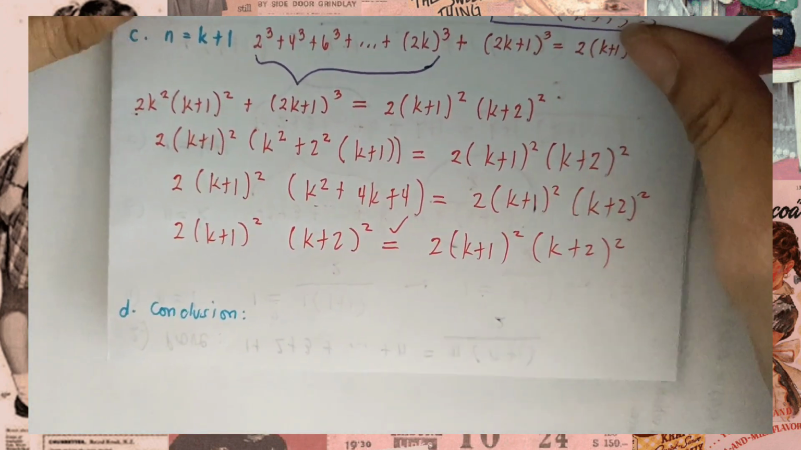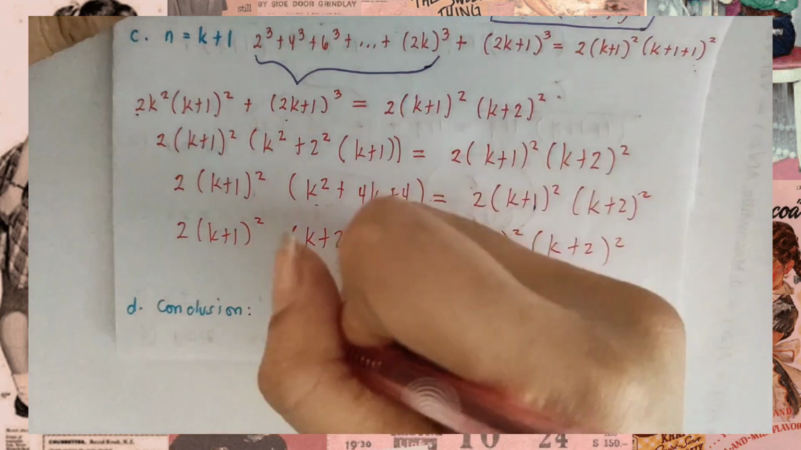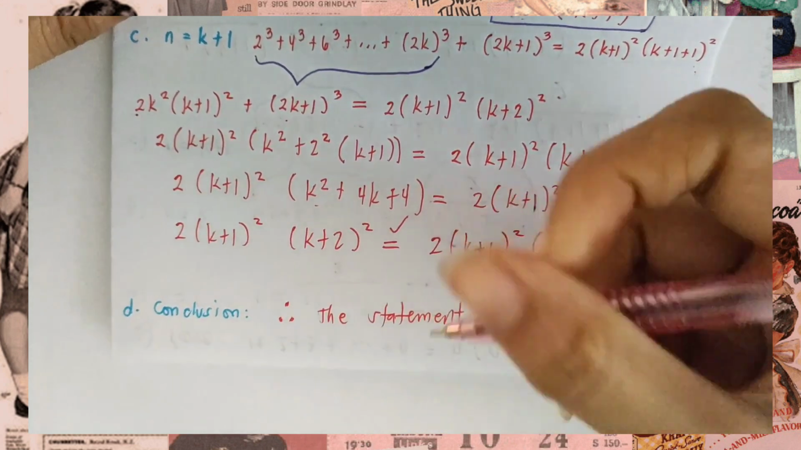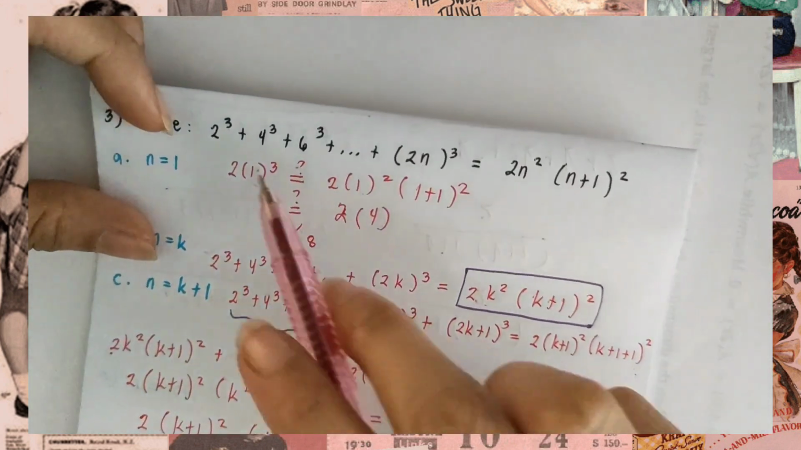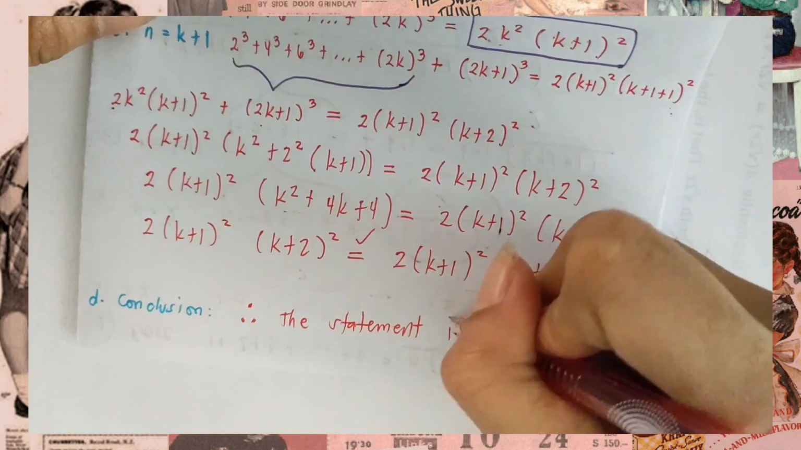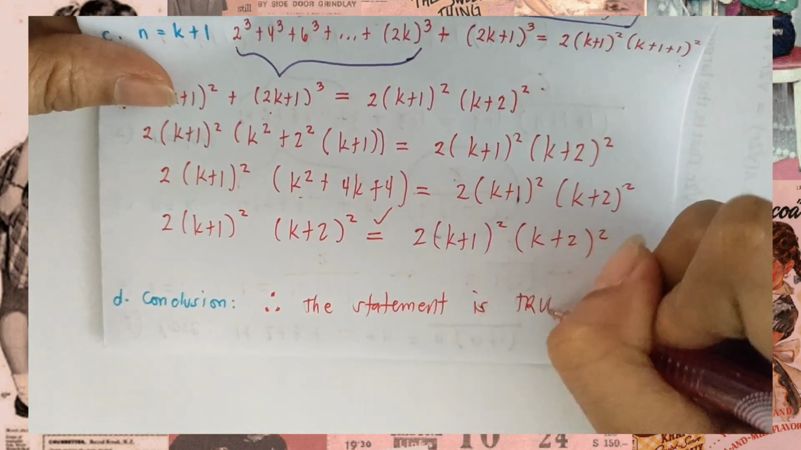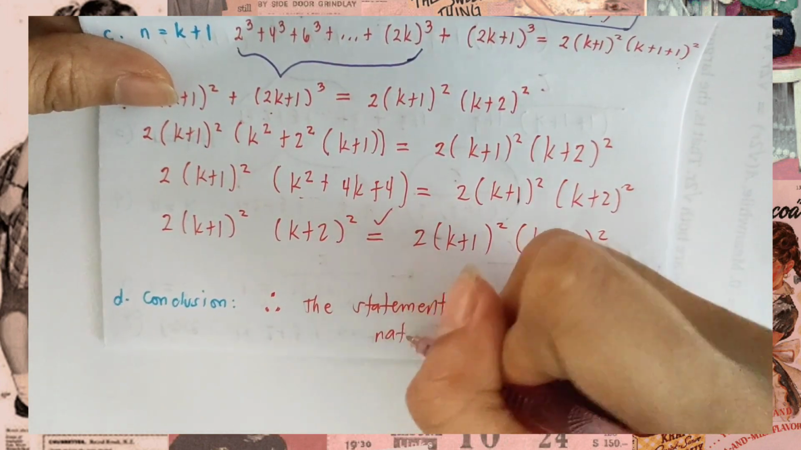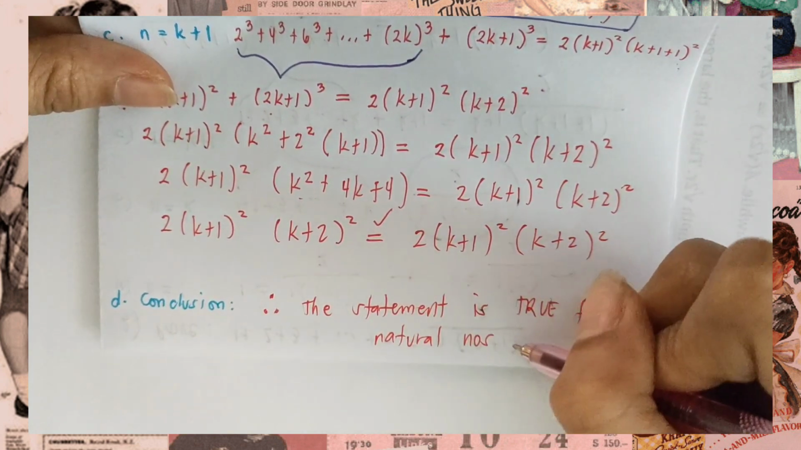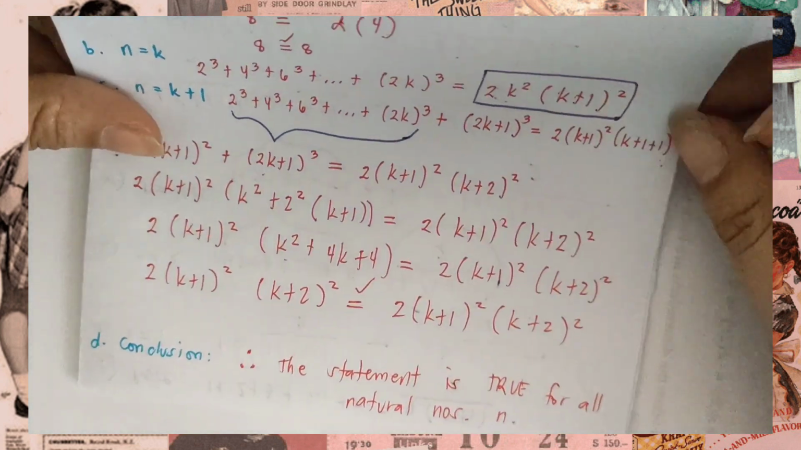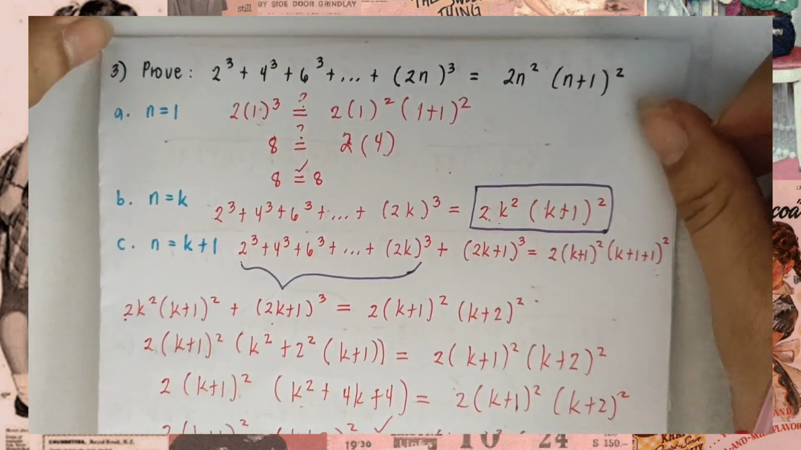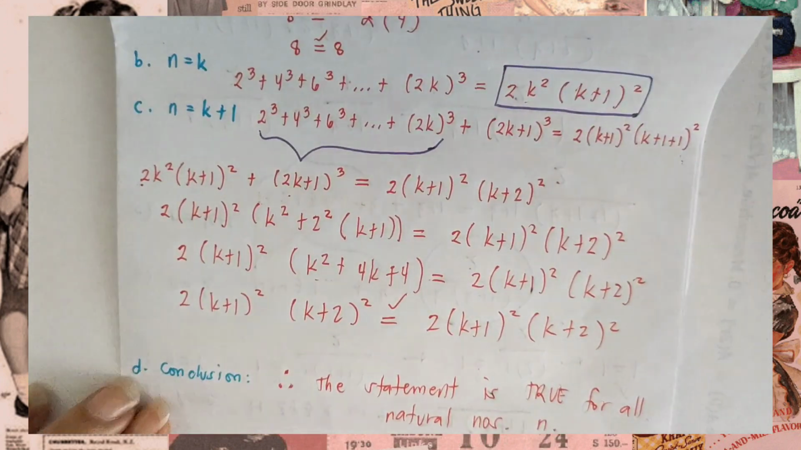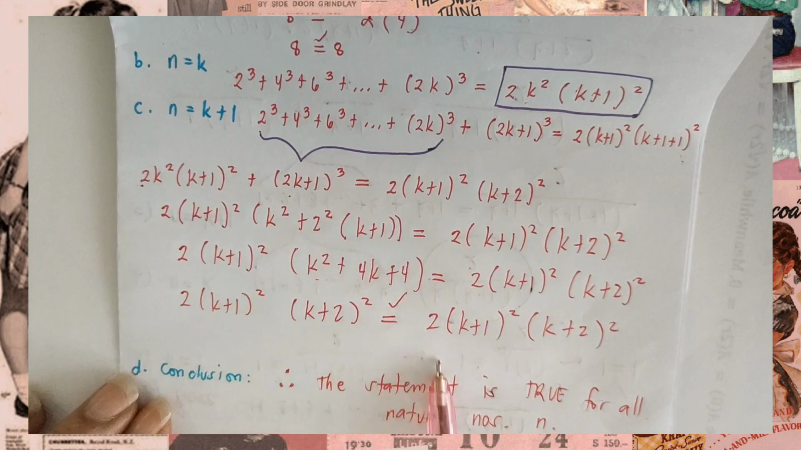Since they are equal or balanced, do not forget your conclusion. Therefore, the statement, you can copy the given, this one. The statement is true for all natural numbers n. And that is how to prove our third example. Okay, do not forget to apply your knowledge in algebra in solving this one.